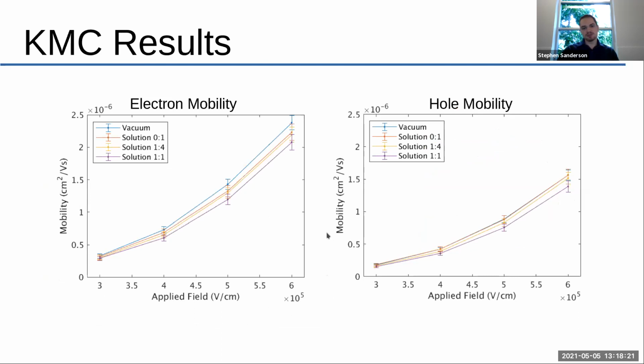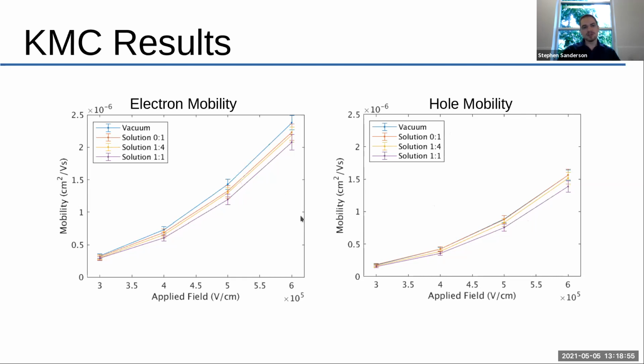To get into some results, firstly, we can look at mobility, and we see that for the hole mobility, we've got the red line and the blue line here that are directly on top of each other. There's essentially no difference between the vacuum deposited layer and the fully dried solution deposited layer. As we go to more trapped solvent, we get a slight decrease in mobility, but it's relatively minor. And we see basically the same thing for the electron mobility, but we do have a bit of a difference between the vacuum and solution deposited layer.